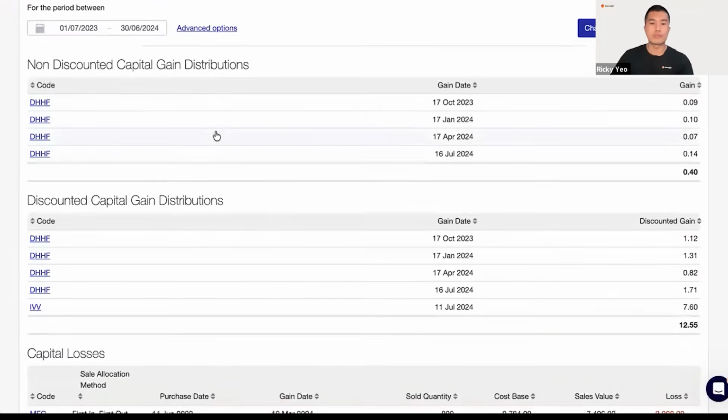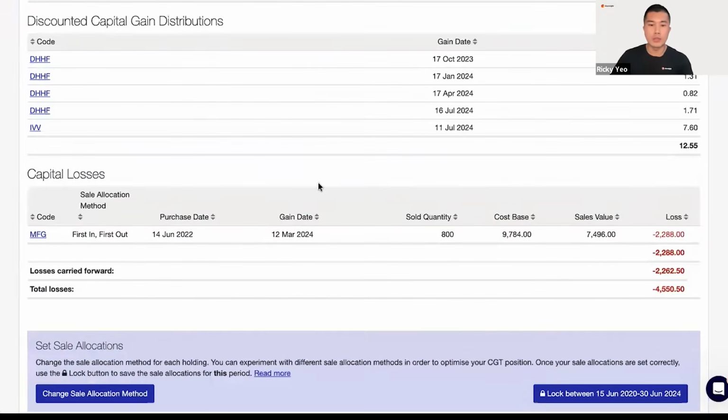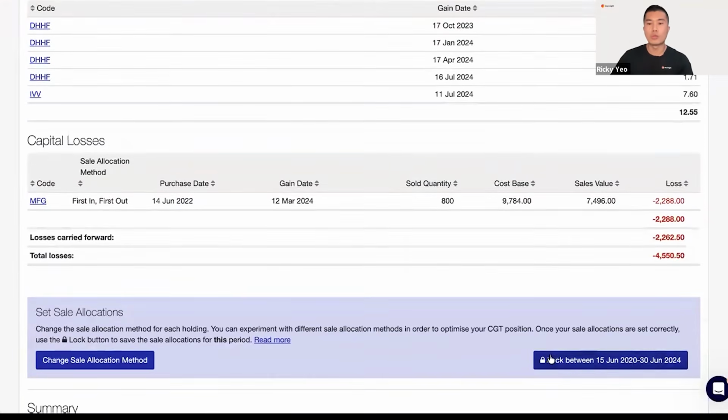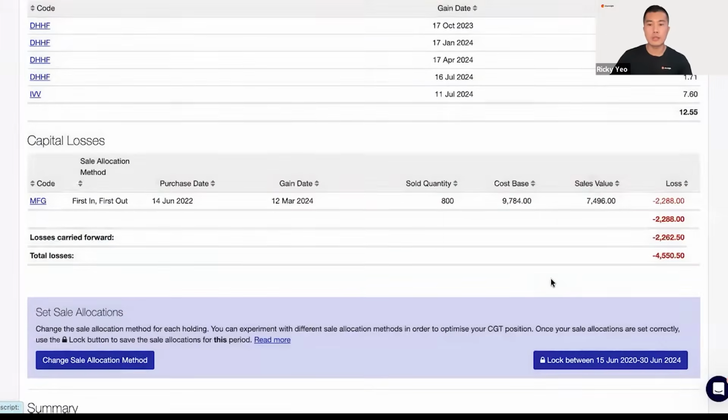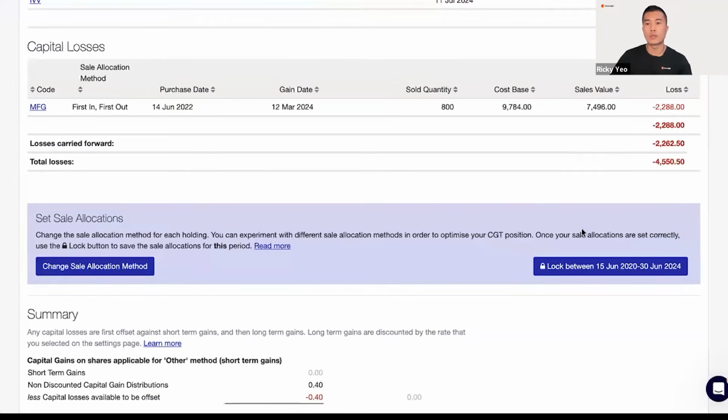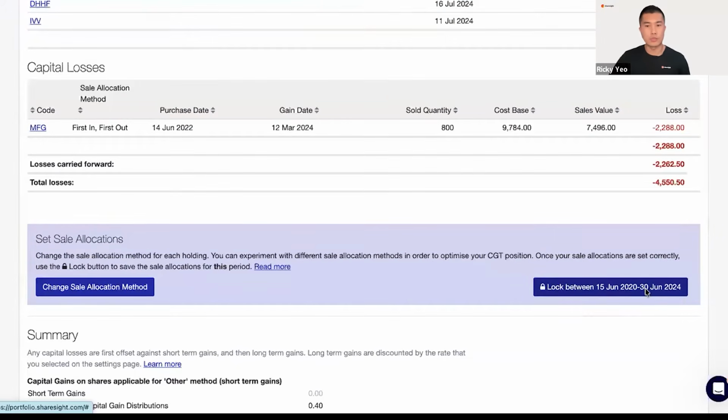So let's say all the previous financial year you've been using, let's say, first in, first out. So what I would do is I can log this. Sharesight is going to tell you that it will log between 15th of June 2020 to 30th of June 2024. When you start logging your report, Sharesight will always log it from the very beginning. In this case, the first buy happens in the year 2020, so it will start from there and go all the way to 30th of June.